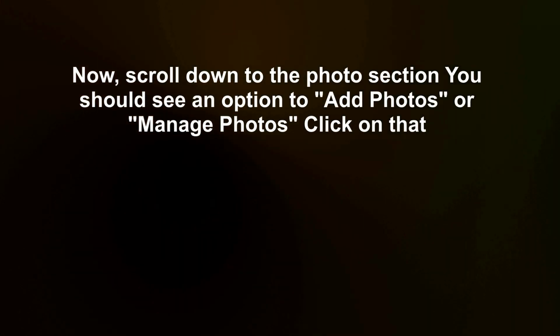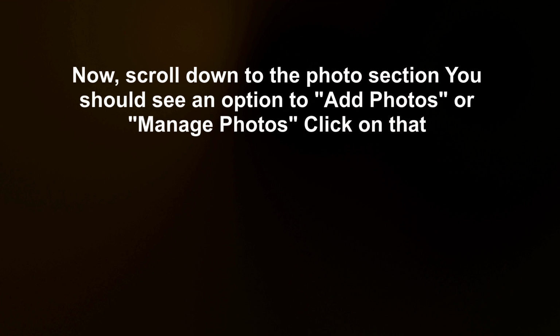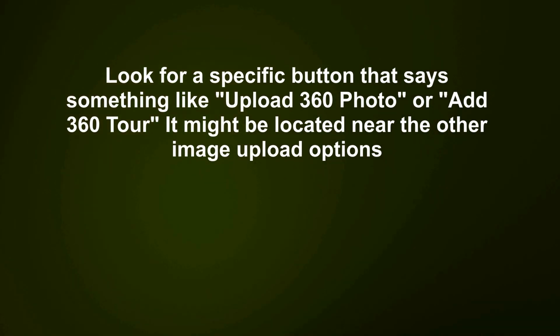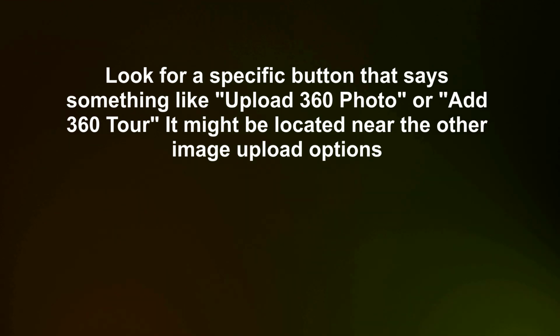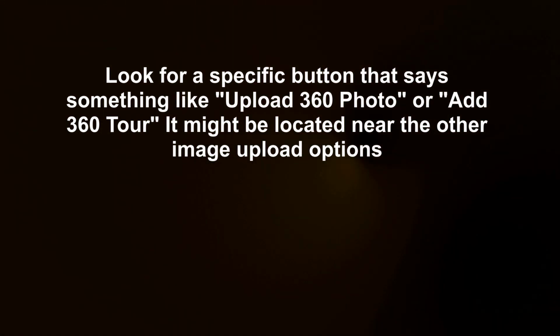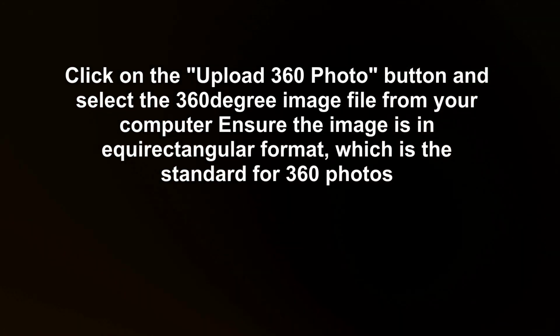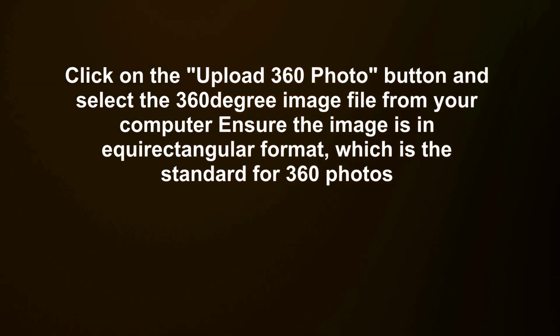Now, scroll down to the photo section. You should see an option to add photos or manage photos. Click on that. Look for a specific button that says something like Upload 360 Photo or Add 360 Tour. It might be located near the other image upload options. Click on the Upload 360 Photo button and select the 360-degree image file from your computer.